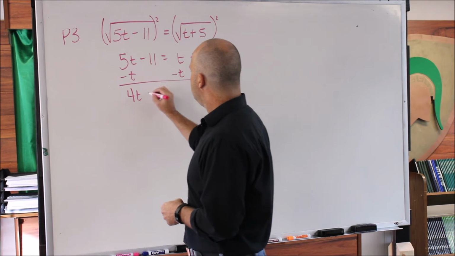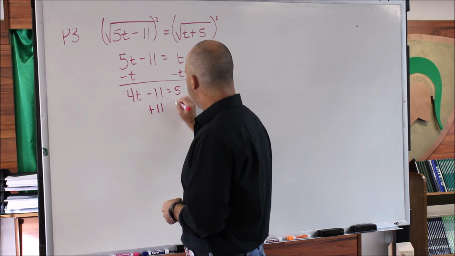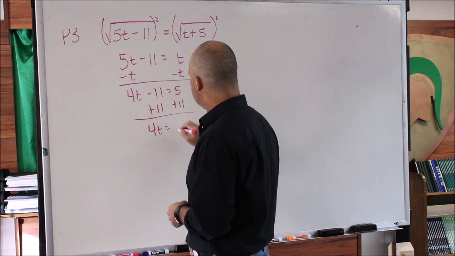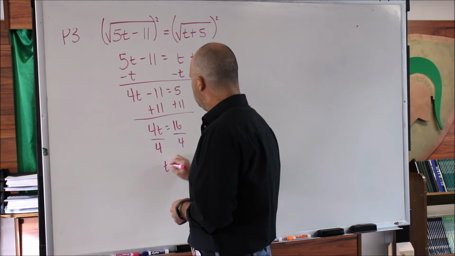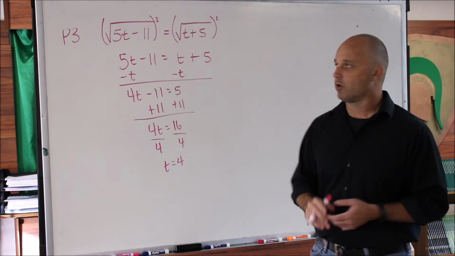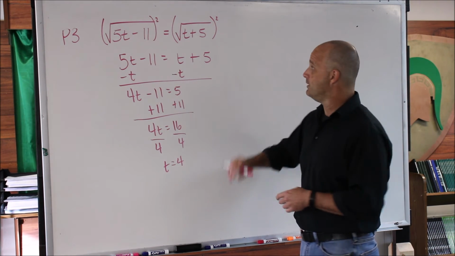So 4t minus 11 equals 5. Add 11 to both sides. You're going to get 4t is equal now to 16. Divide out the 4. And so t is equal to 4. Now again, go back and check this and make sure that your work is correct, because this solution could be correct or it could be extraneous.